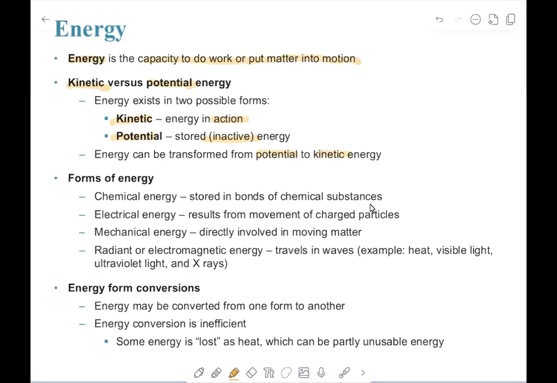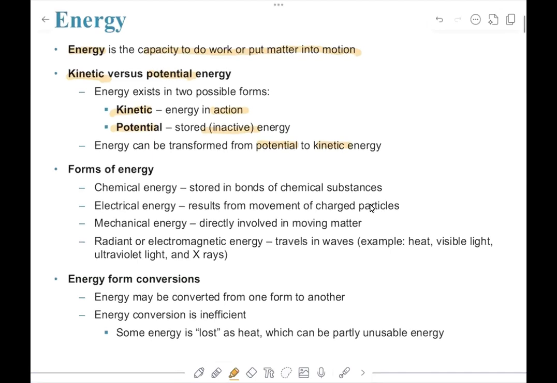The forms of energy that we'll be talking about throughout the semester are things like chemical energy, which we'll discuss in this chapter, and that energy is stored in bonds of chemical substances. Electrical energy is movement of charged particles. So think nervous system energy. Mechanical energy would be from the muscular system, for example.